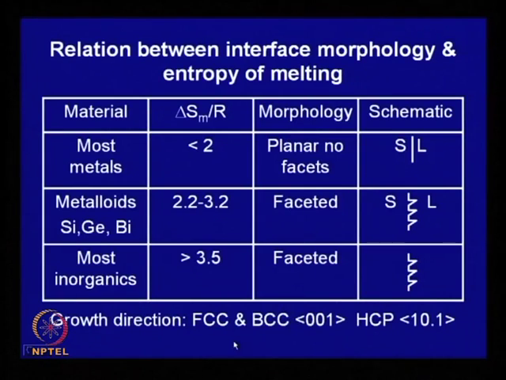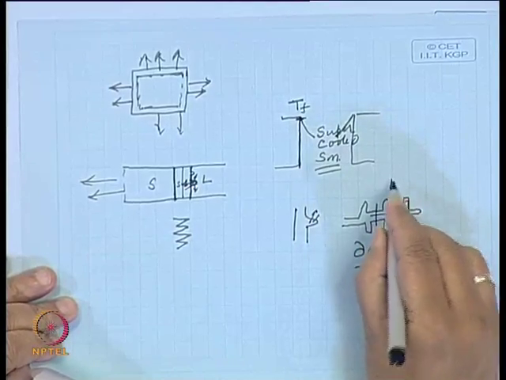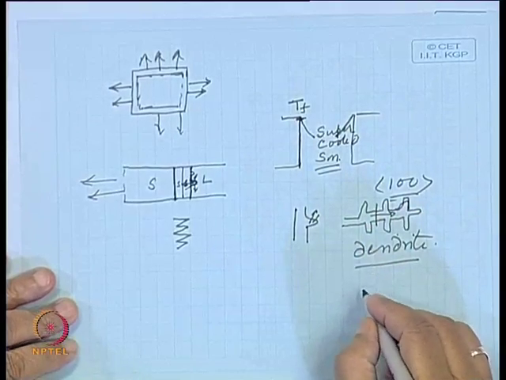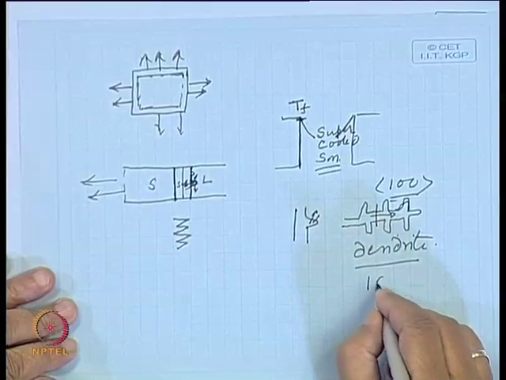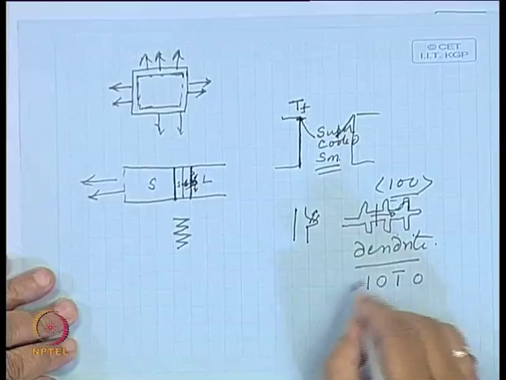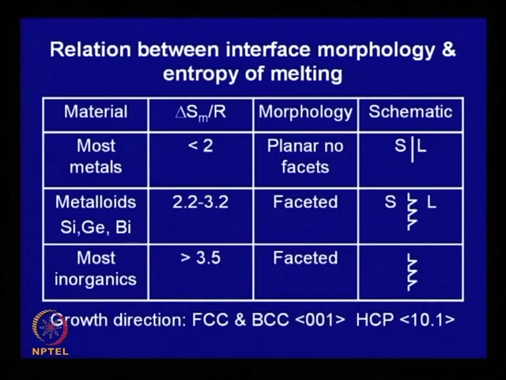The crystal growth also depends on the directions, and the growth direction is fastest along the cube direction in FCC and BCC. So, when these crystals are growing, this plane normal will be one of these cube directions in FCC, and in hexagonal close pack structure, this is 1 0 1 bar 0. This is the direction or that plane. This is the plane on which the crystal growth takes place.